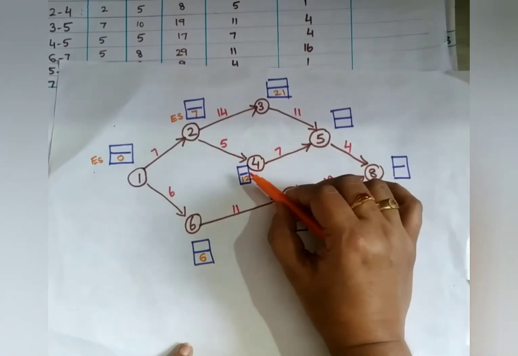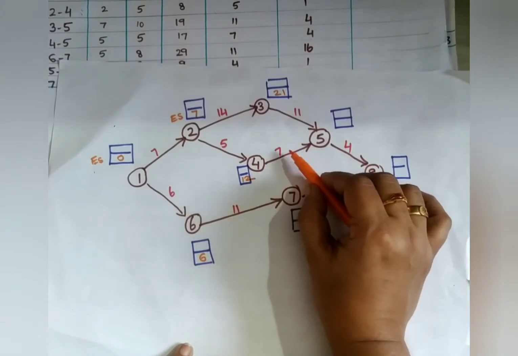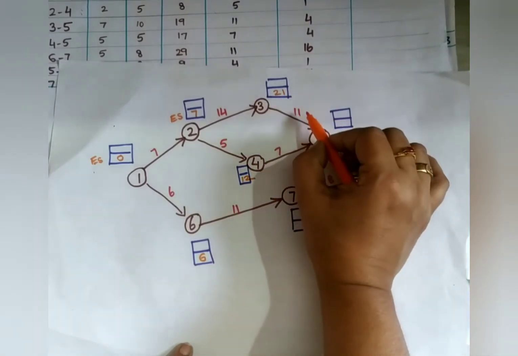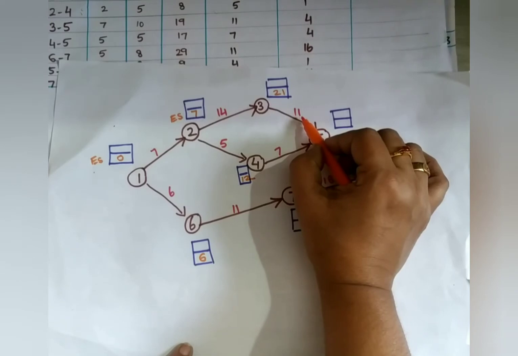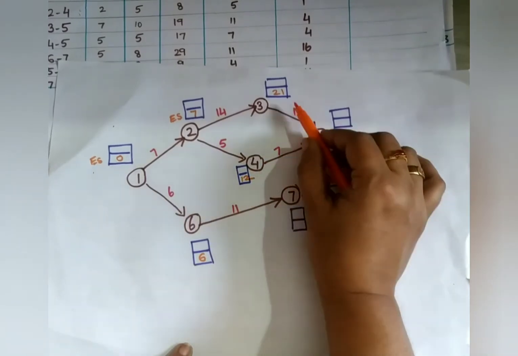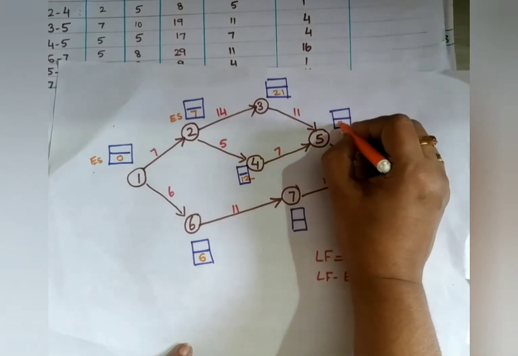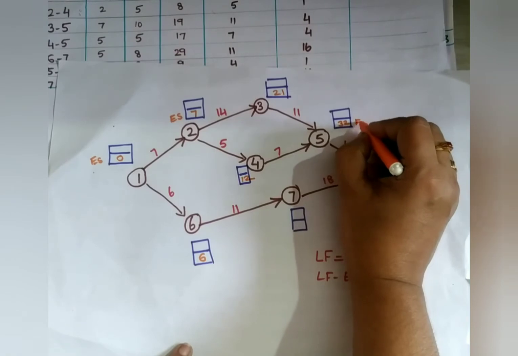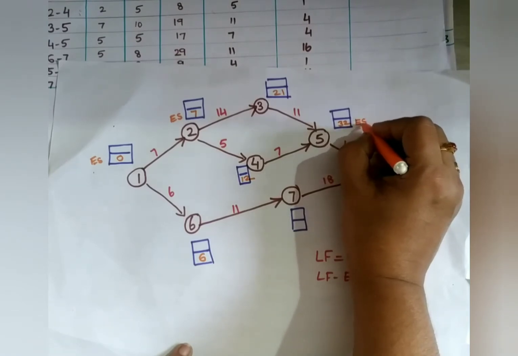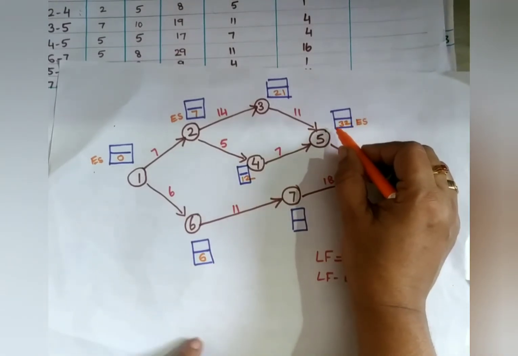So here it is 12 plus 7, 19. And 21 plus 11, it is 32. So 32 or 19, the highest is exactly 32. So what you have to write here? 32. So the earliest start time of this node 5 is 32. I will tell once more.